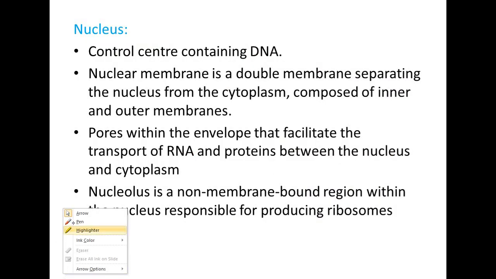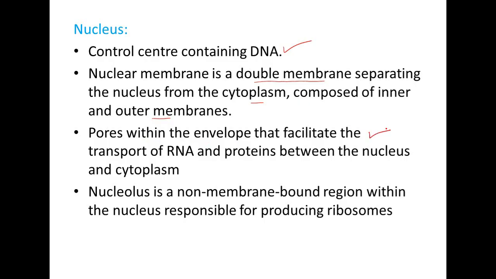First come to nucleus. Nucleus is the control center consisting of DNA. Okay. Nuclear membrane is a double membrane structure. A question often comes: name some cell organelles having double membrane. One of them is nucleus, another is mitochondria, and the third one is chloroplast. Separating the nucleus from cytoplasm, it is composed of inner and outer membrane. Pores within the envelope are present, which facilitate the transport of RNA and proteins between the nucleus and cytoplasm.